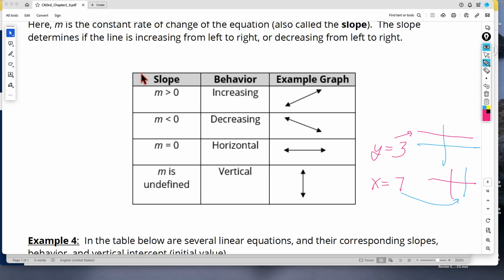Everything else will be something like y equals mx plus b. Okay, and so we're going to get a graph that either goes up or down depending upon what the slope is. And then remember, the value of b is always sort of where it starts. It's where it goes through the y-axis.